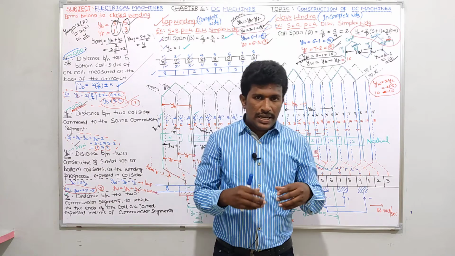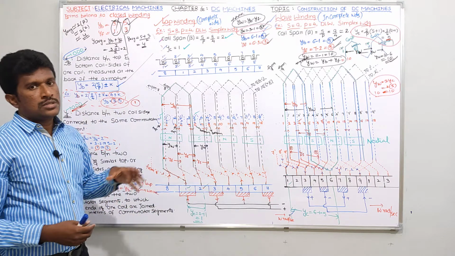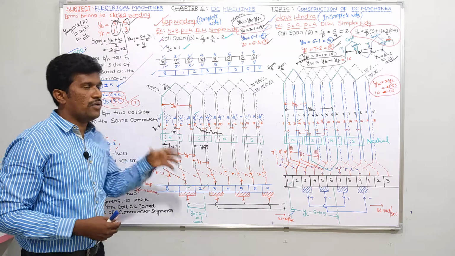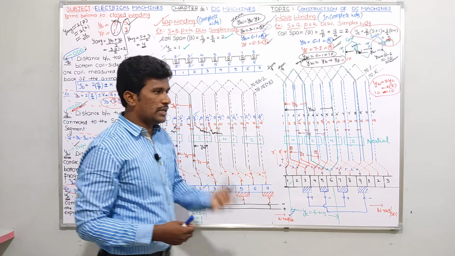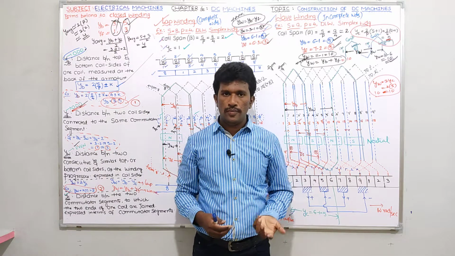Okay. And in the next session, guys, we are going to discuss what circulating currents are, whether circulating currents exist in lap winding or wave winding, and what I need to use to reduce those circulating currents. So those things we'll be discussing in the next video.